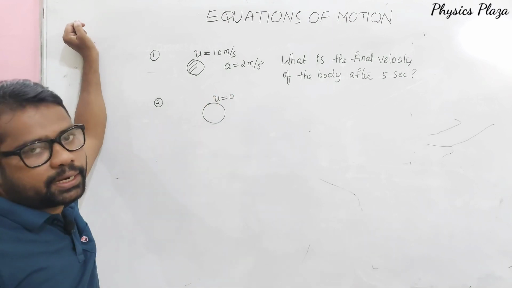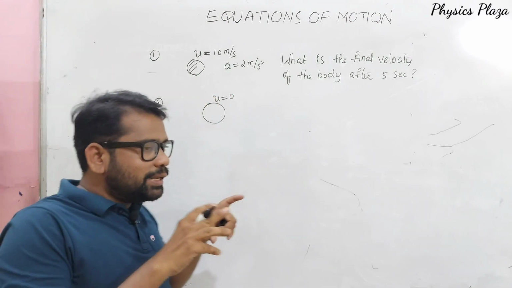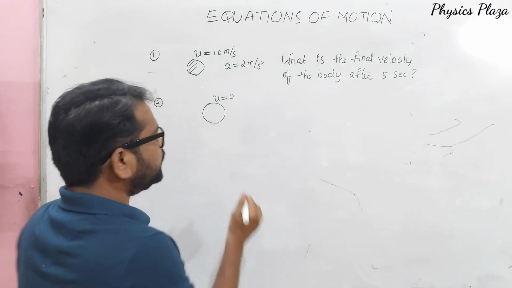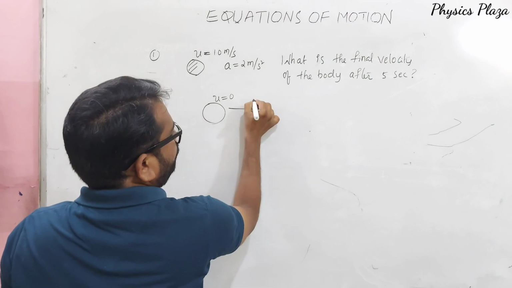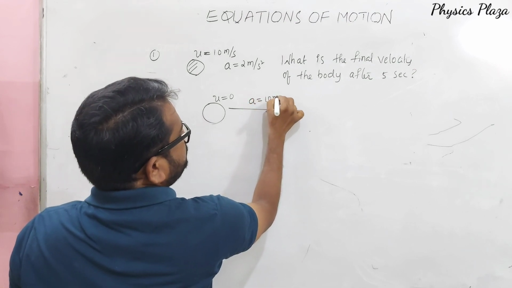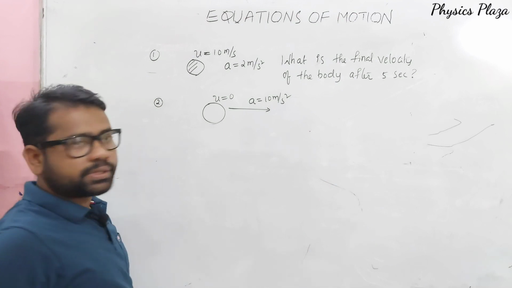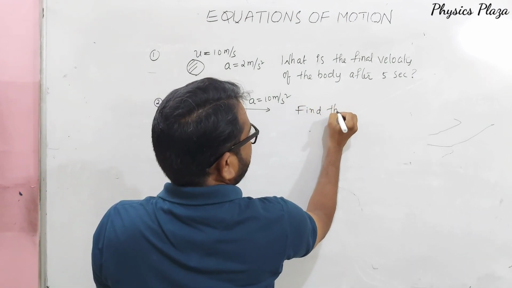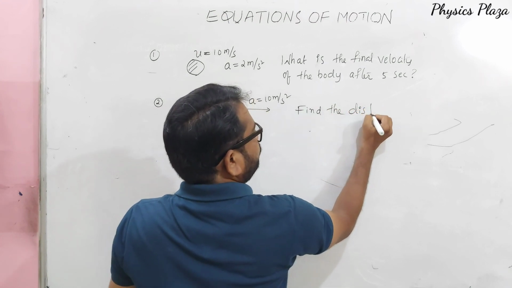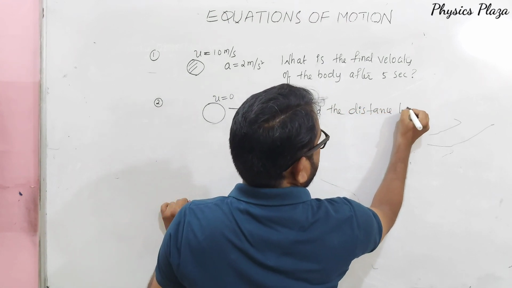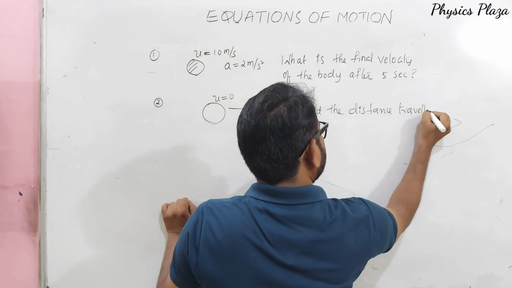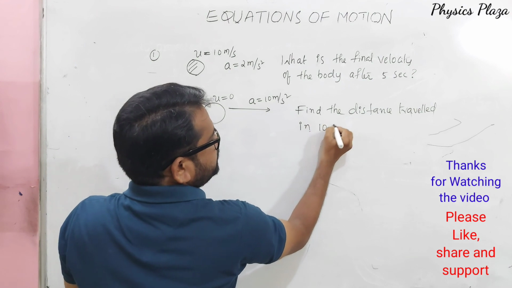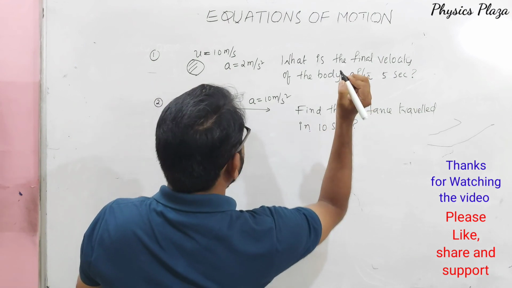The second numerical is that a body is initially at rest, and it is acted upon by some force so that it moves with an acceleration of 10 meter per second square. Then find the distance traveled in 10 seconds.